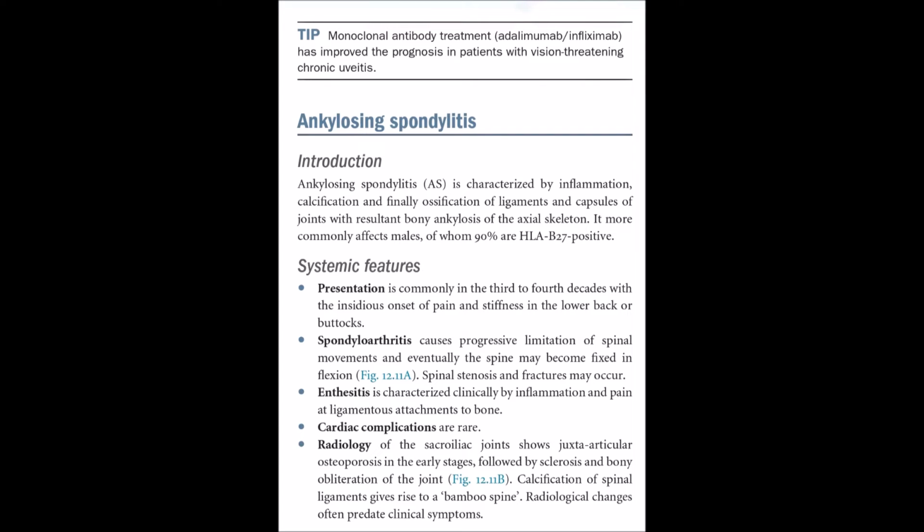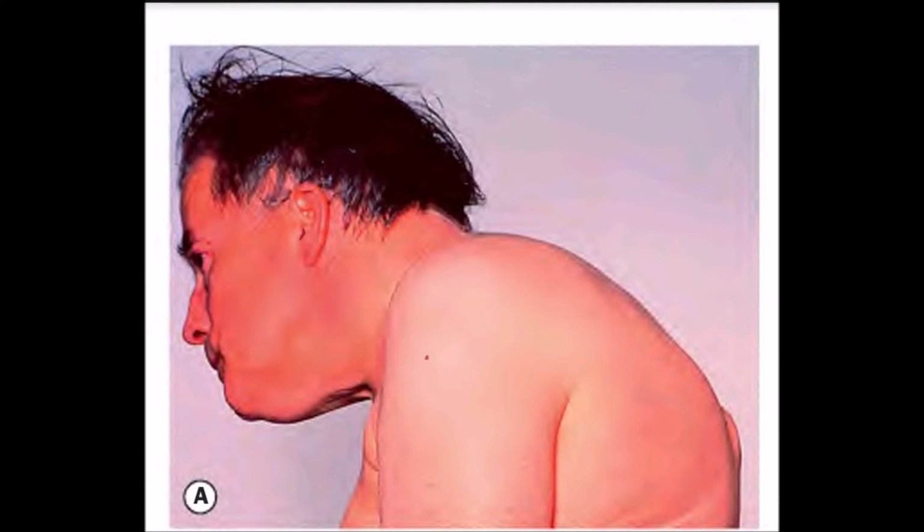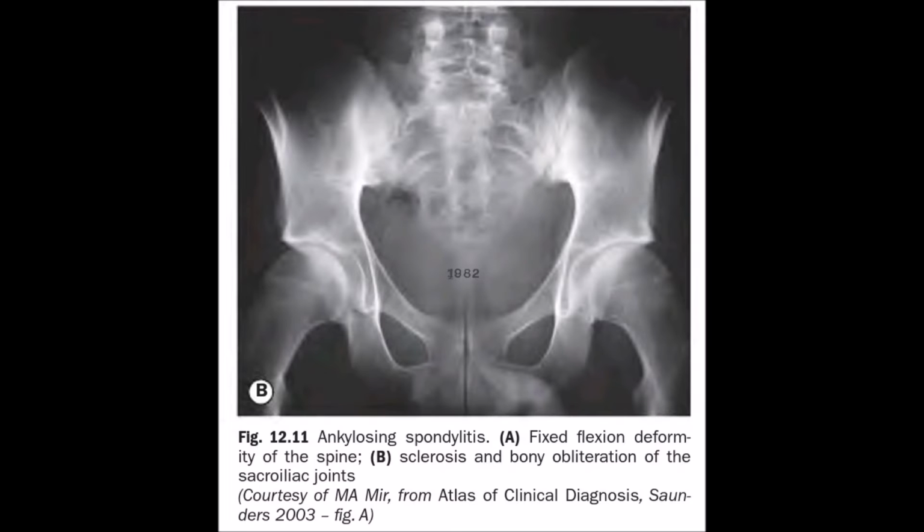Now, this is where you can see the condition, and the X-rays show sclerosis and bony obliteration of the sacroiliac joint.